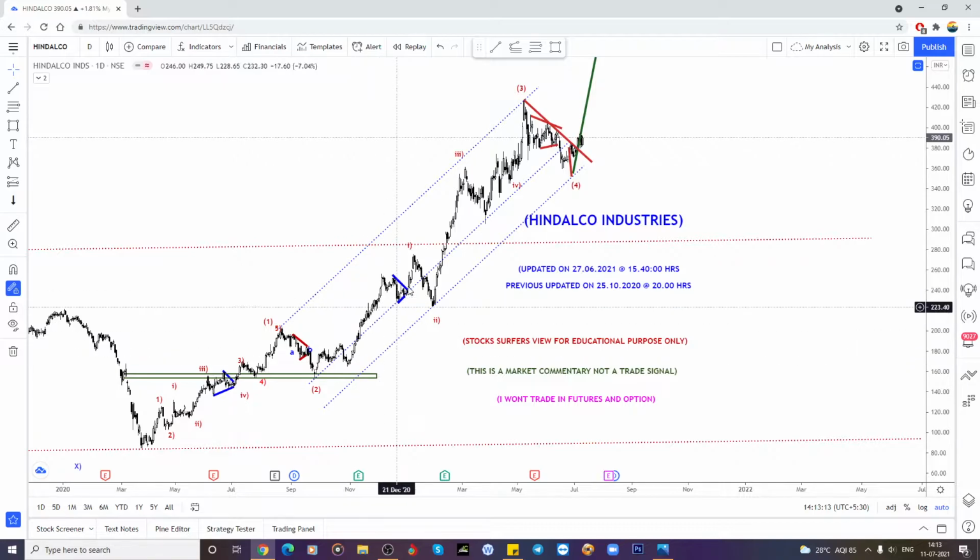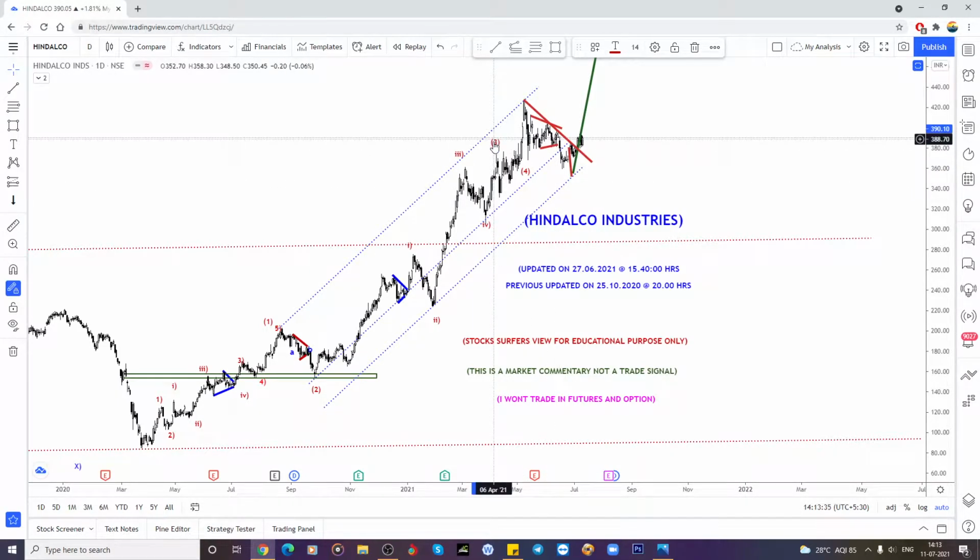1 2 3 4 5 is a 1 2 3 and 4 and 5. See, 1 2 3 4 5. So let's wait for this to complete. Otherwise 1 2 3. So this is the fourth, and this could be the end of fourth, and this could be the end of fifth of third. So this is the fourth, and fifth is already completed.